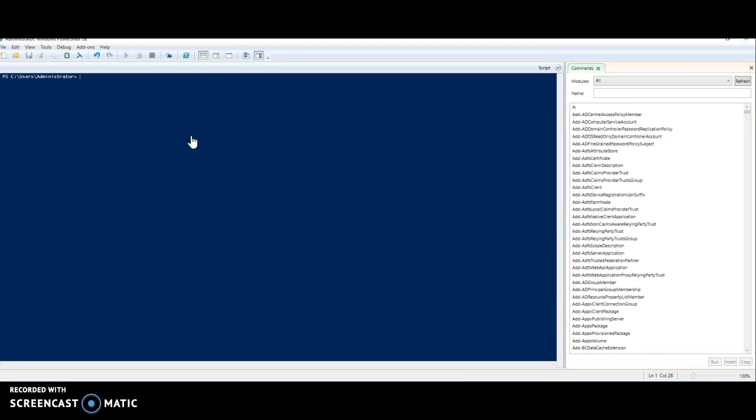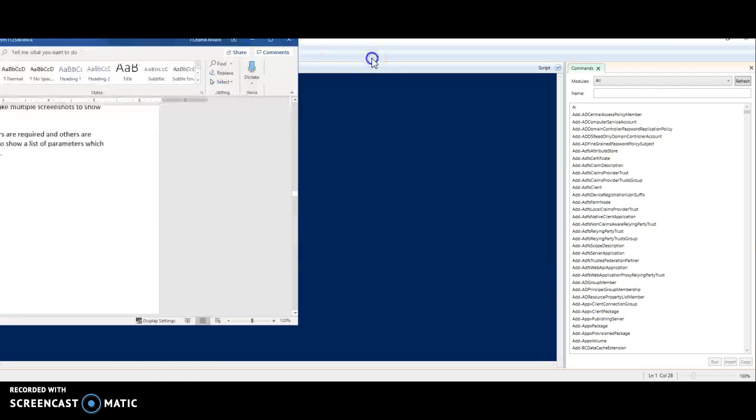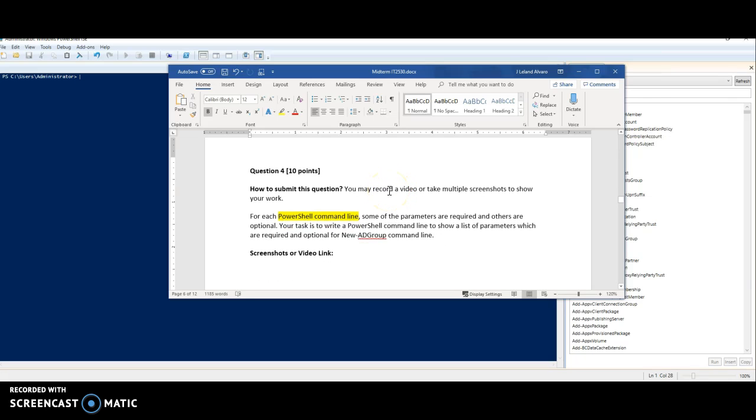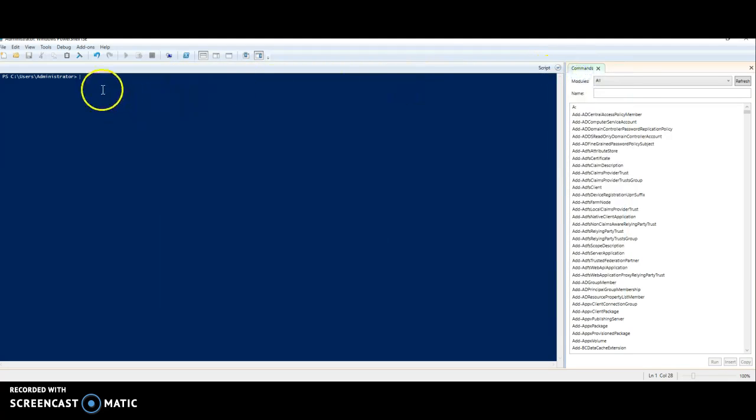Okay, this morning I'm gonna show some research I did about question number 4, which was: for each PowerShell command line, some of the parameters are required and others are optional. So the task was to show a list of parameters which are required and optional for a new group command line. I looked up online to see what I could get, and this is what I came up with.